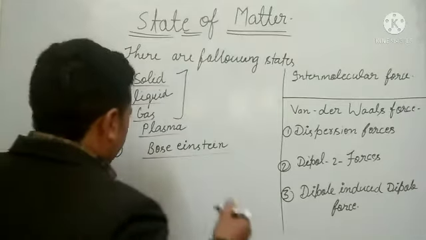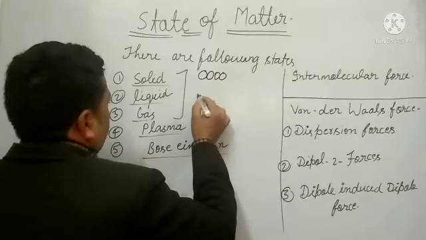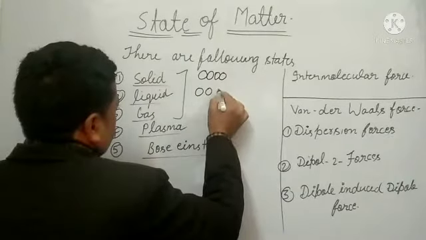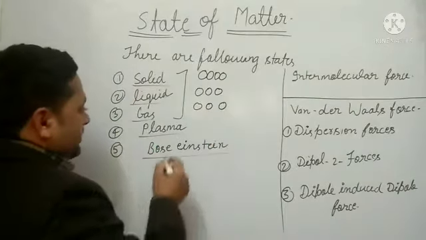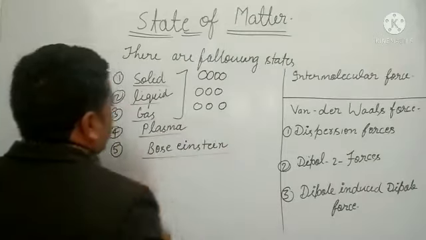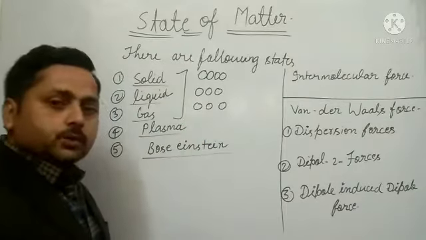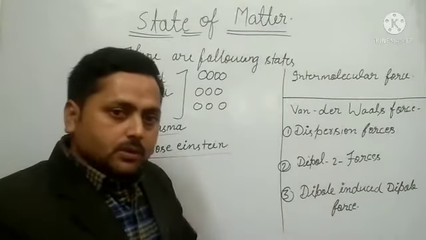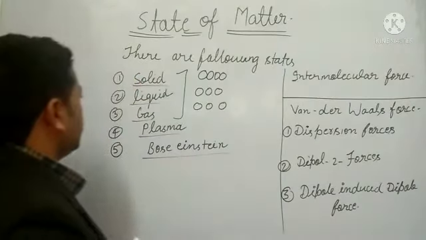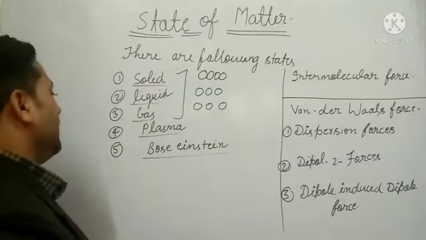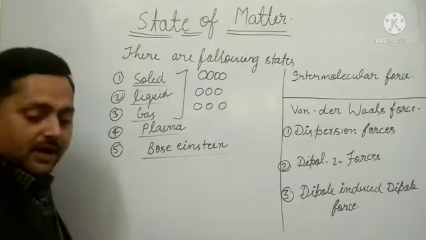In solid, you might be knowing, the particles have this arrangement. Liquid has this arrangement, and gases have this arrangement. Plasma and Bose-Einstein states can't be represented like this because they are intermediate of these, so they could not be represented. But we come to know there are 5 states of matter, and especially we will discuss solid, liquid, and gases only. Bose-Einstein and plasma states are also there.